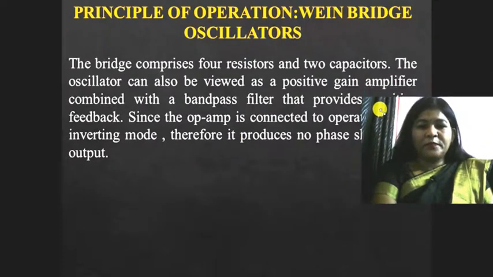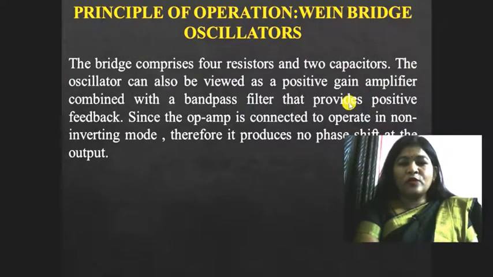So here the bridge comprises 4 resistors and 2 capacitors. The oscillator can also be viewed as a positive gain amplifier combined with a band pass filter that provides positive feedback. Since the op amp is connected to operate in non-inverting mode, it produces no phase shift at the output.